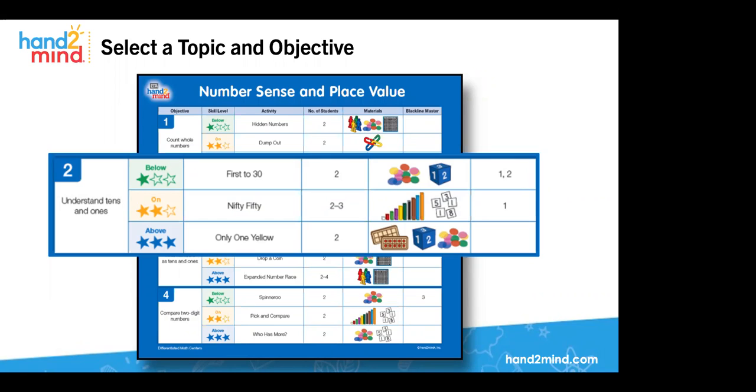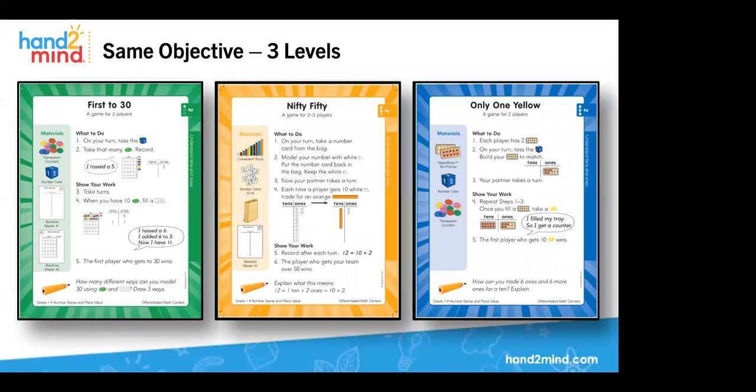I see one for my below level children on a green card. I see one that's on level, so kind of a yellowish gold card. And I see one that's blue for my above level children. Let's take a look at what these might look like. So it's the same objective, but I've got 3 different levels that I can select from. That green, again, is my below level. That yellow gold color is my on level, and the blue is my above level.